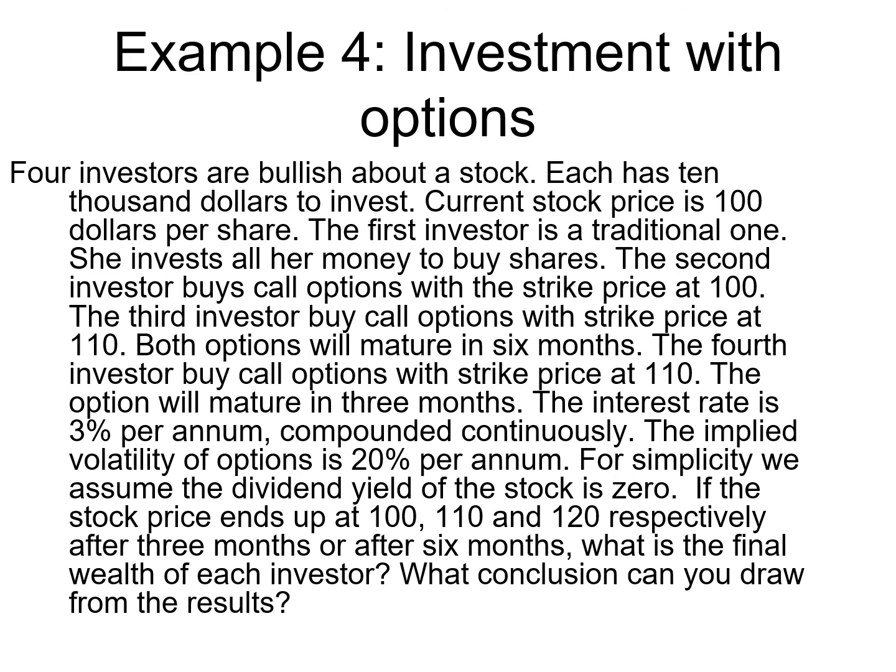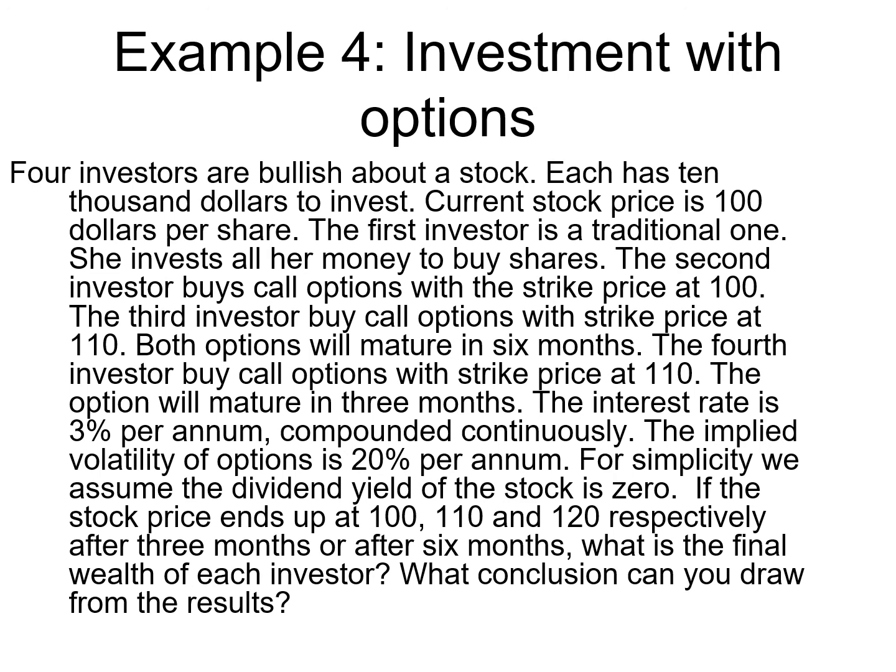The risk-free interest rate is 3% per annum, compounded continuously. The implied volatility of options is 20% per annum. For simplicity, we assume the dividend yield of the stock is 0.